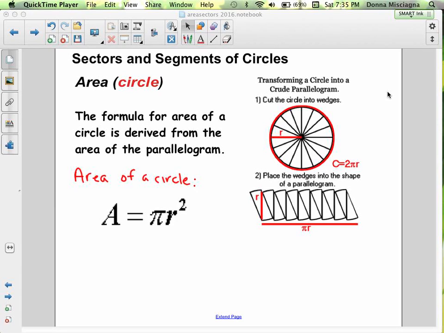And so before we look at area of a sector, we're going to look at area of a circle. And you've probably learned the formula for area of a circle in one of your other math classes, that the area is equal to pi r squared. Have you ever wondered where that formula came from?